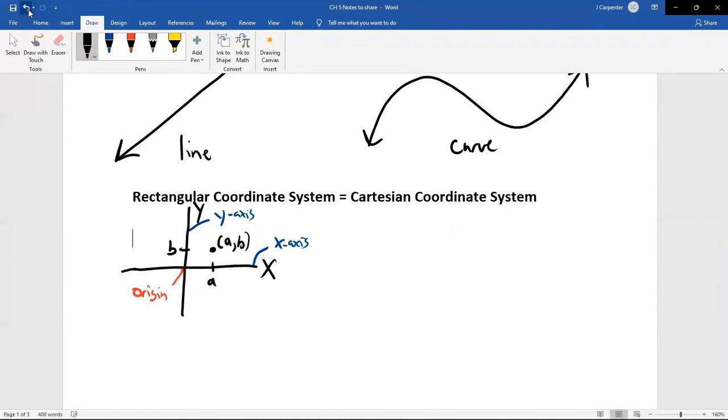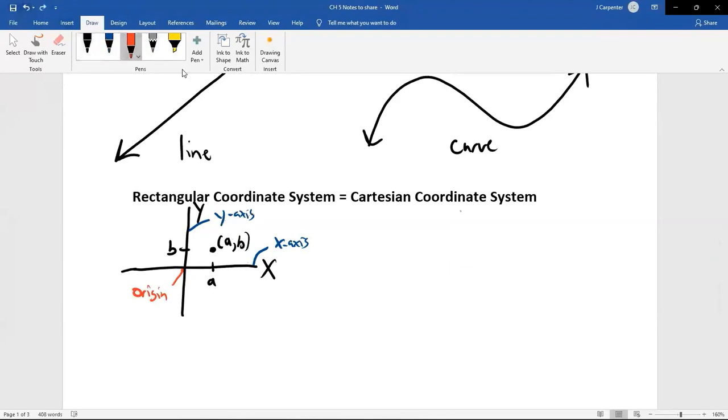Now we could have gone left and down or left and up or right and down. Those are all options as well. It just means that you might have a negative value on the X value or the Y value. The first one is always the X value. The second one is always the Y value. The A was on the X axis, which makes it the X number. The B was on the Y axis, which makes it the Y value. If I swap these two things, it would be wrong. You have to go left or right and then up or down.